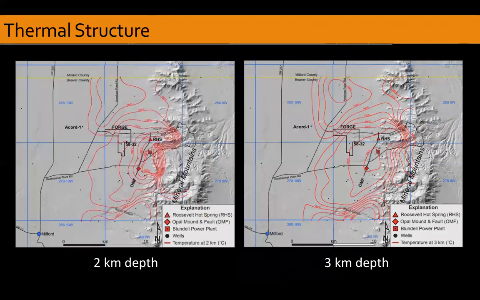These are the other two maps that I was referring to at 2 and 3 kilometers depth. Combined, the maps provide a high-quality, three-dimensional understanding of the thermal structure over a fairly large region encompassing the Utah Forge site.